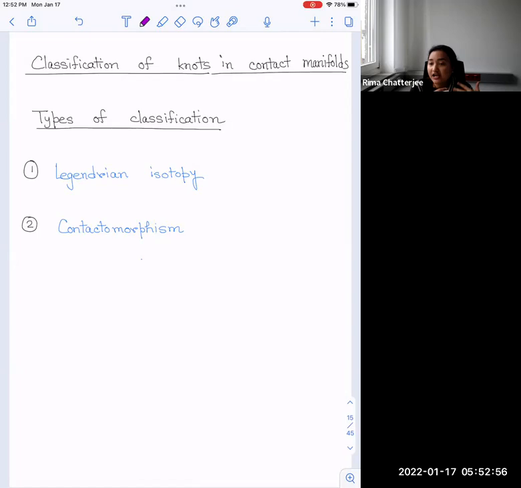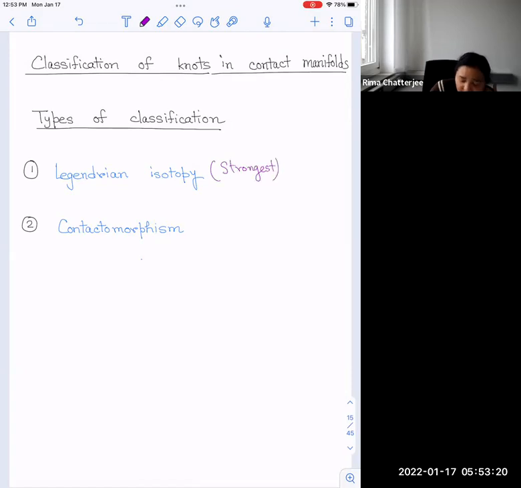There are two types of classification of knots, like two basic kinds. The first one is the Legendrian isotopy. Of course, by the name, you should guess this is the strongest classification, because in this isotopy, we have to keep the knot Legendrian at every point. So this is the strongest notion of classification.